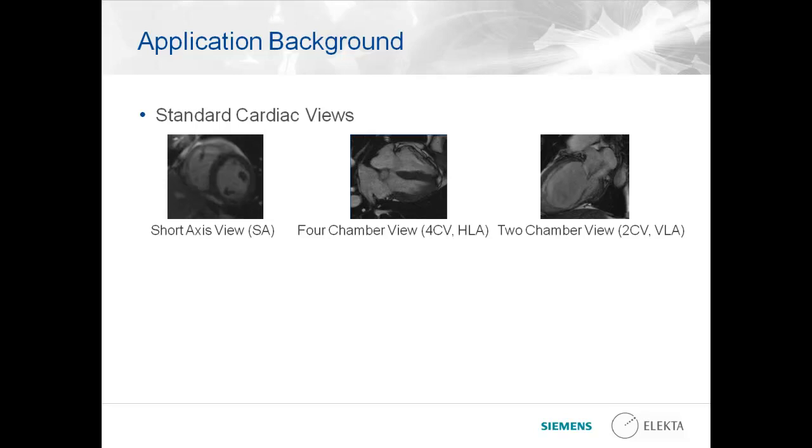Basically, there are three standard cardiac views: the short axis view, the 4-chamber view, and the 2-chamber view. There are also certain other types of views for different diagnosis purposes, but they are not included in our study. For the short axis view, only the left ventricle is visible, as you can see on this image. The 4-chamber view has 4 chambers visible on the image, and the 2-chamber view has 2 chambers visible.